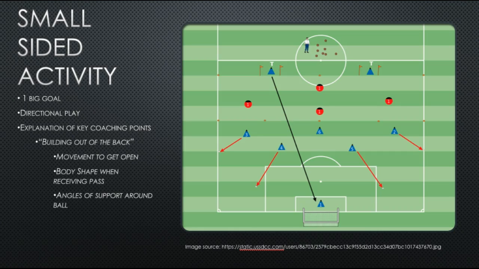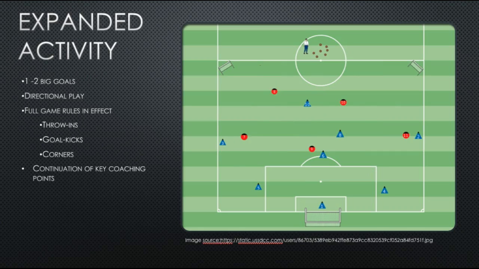For example, again, the image on the right is a session created by me and is meant to represent building out of the back. The main coaching moments are movement to get open, body shape when receiving the pass, and angles of support around the ball. If you've noticed, we've added one more coaching point to the small-sided activity than was presented in the activation phase. The expanded game is the portion of the session where player numbers and playing area are increased.